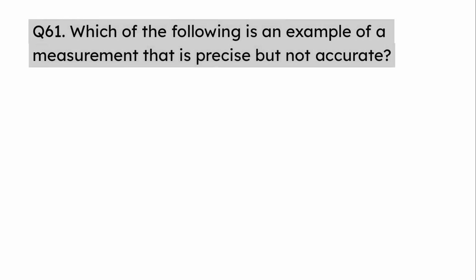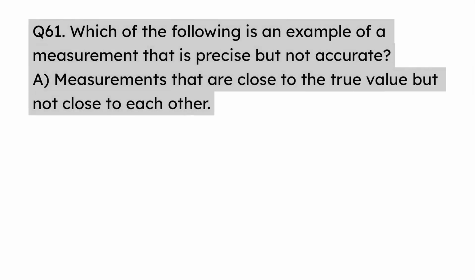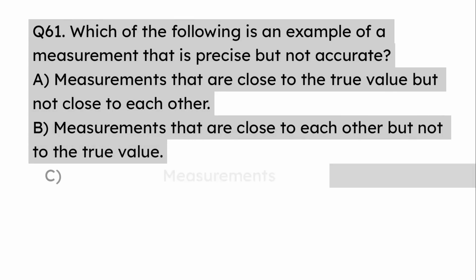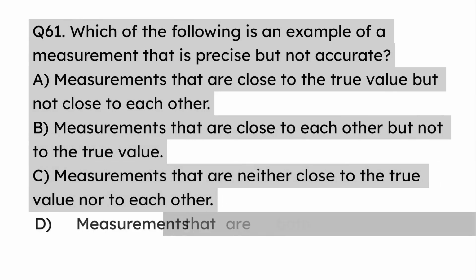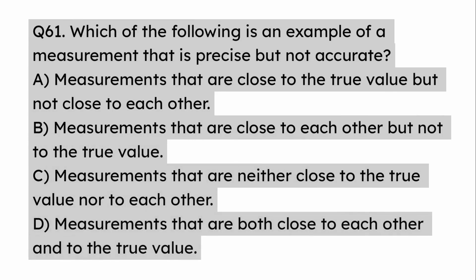Q61. Which of the following is an example of a measurement that is precise but not accurate? A. Measurements that are close to the true value but not close to each other. B. Measurements that are close to each other but not to the true value. C. Measurements that are neither close to the true value nor to each other. D. Measurements that are both close to each other and to the true value.